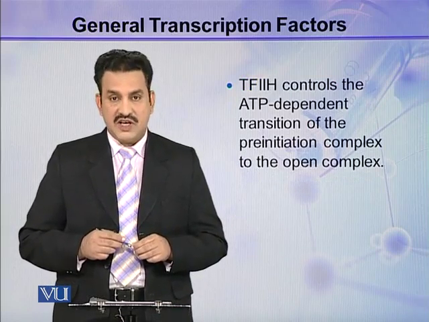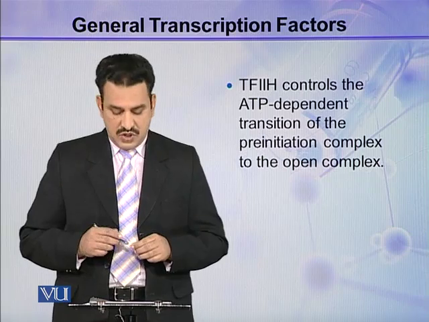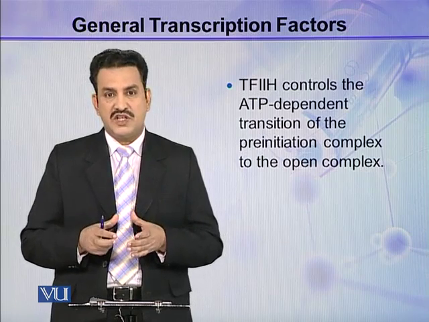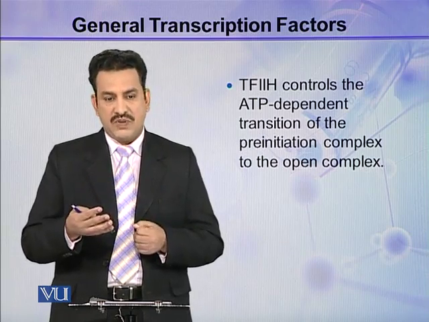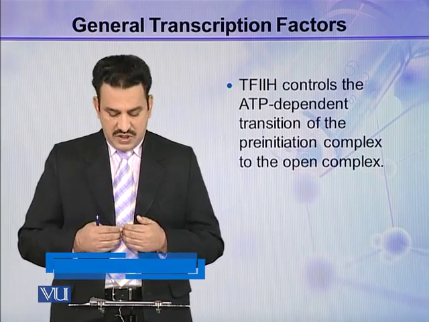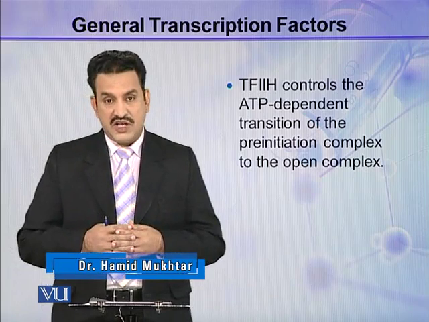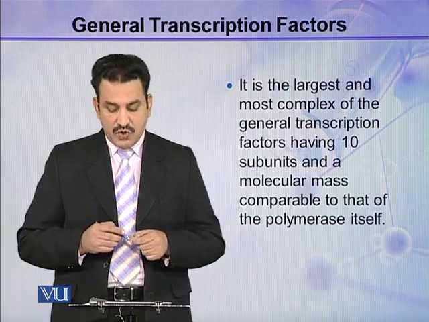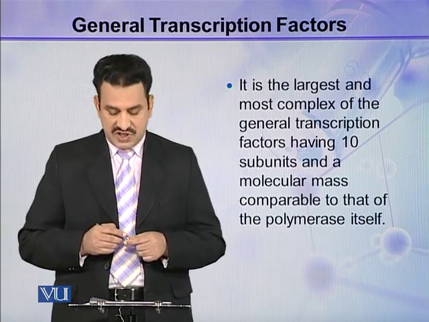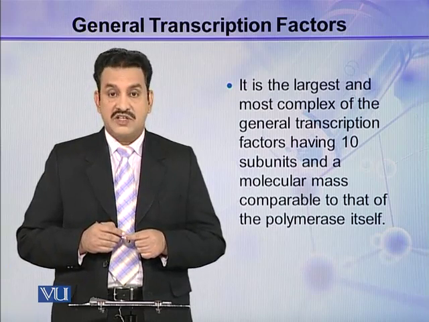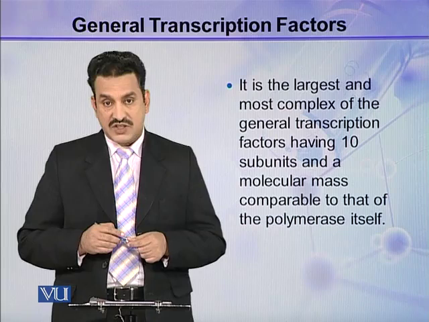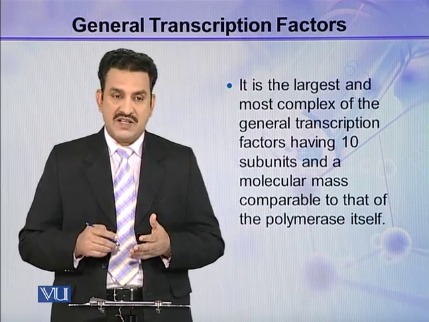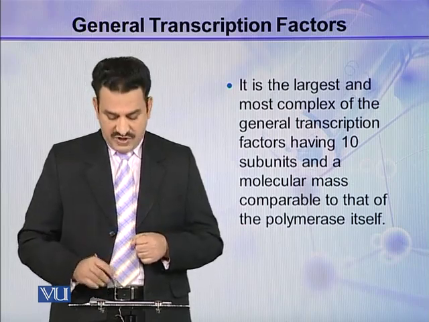TF2H controls the ATP-dependent transition of the pre-initiation complex to the open complex. So now this pre-initiation complex will enter into the open complex, and this transition is ATP dependent. It is the largest and most complex of all the general transcription factors because it has 10 subunits and a molecular mass comparable to that of the polymerase itself. So its molecular mass is about the same as that of polymerase.